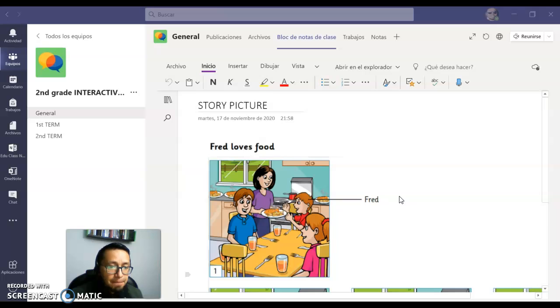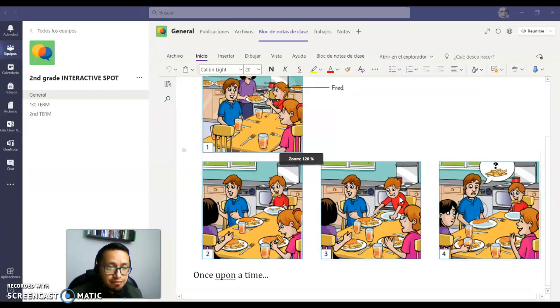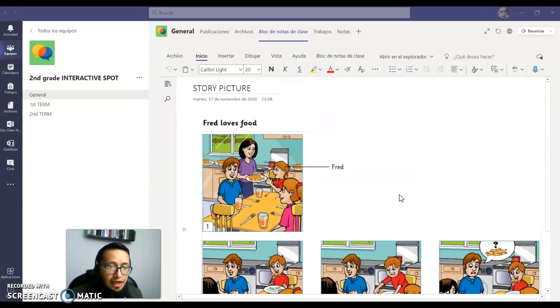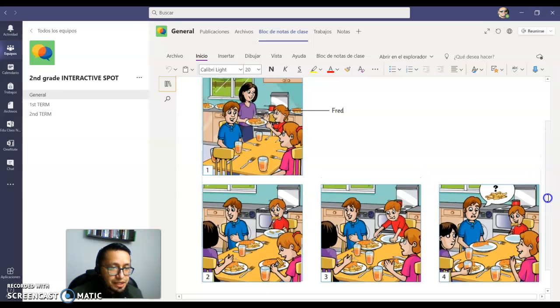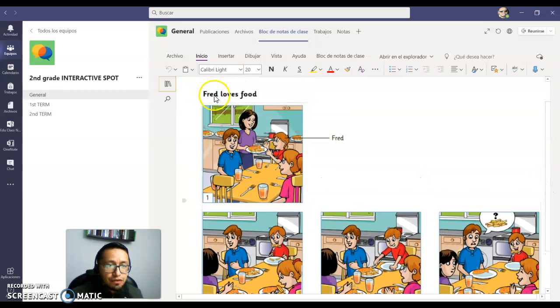Here, there is a picture, well, a series of pictures to be honest. It's marked 1, 2, 3, and 4. Those pictures represent a story called Fred Loves Food. Remember, this is a second grade example. Probably in third, fourth, or fifth grade, or first grade, you can find a different story, but there's not a problem, okay? I'm just giving you an example with the instructions so you know what to do.